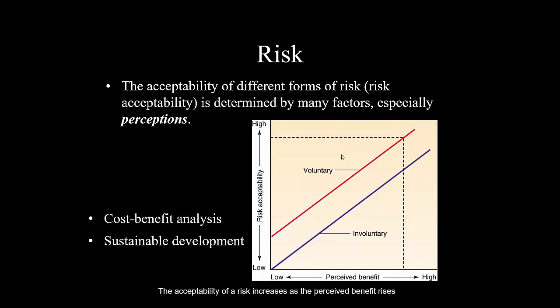So there are a number of ways to determine if the risks posed by a technology or activity are acceptable. The most common method is a cost-benefit analysis, which weighs the costs, in other words, the bad things, against the benefits, in other words, the good things. Sustainable development strategies minimize social, economic, and environmental costs and maximize the benefits, or that's the goal anyway.